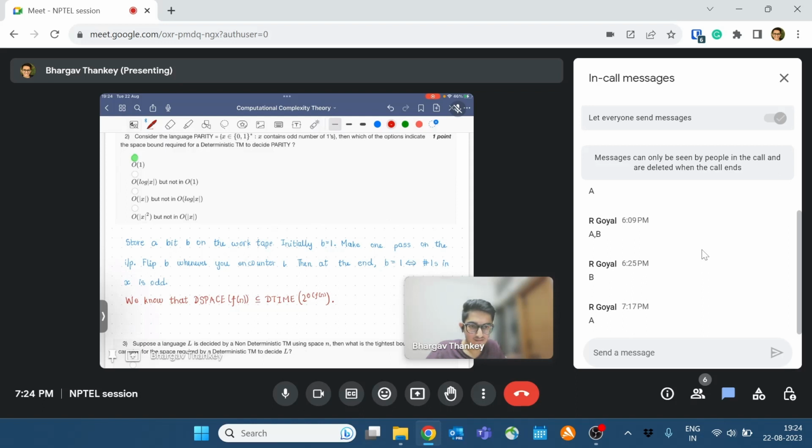Yes, yeah, that's true. So maybe because here we are counting the space occupied on the work tape. That is always the case, right? We never consider the space of the input tape, and if we only move from left to right on the output tape, then we also don't consider the space of the output tape, right?